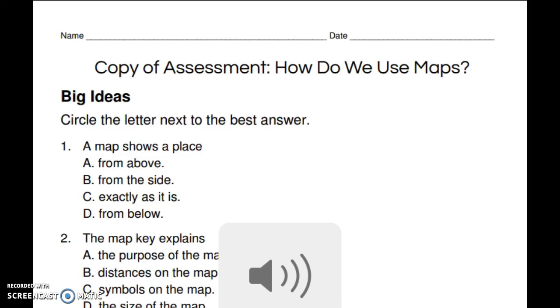This is the assessment, how do we use maps? Circle the letter next to the best answer. Number 1, a map shows a place, A, from above, B, from the side, C, exactly as it is, D, from below.